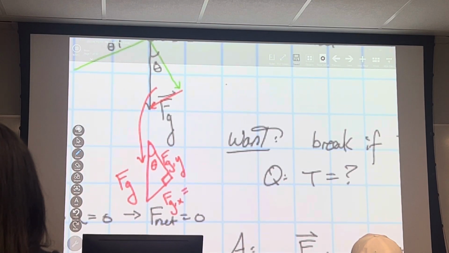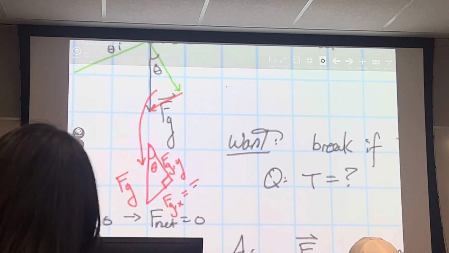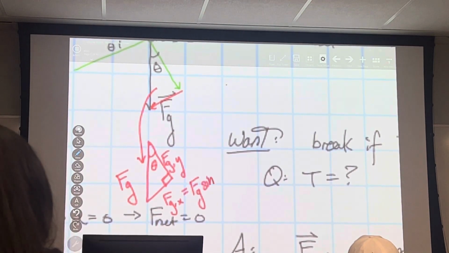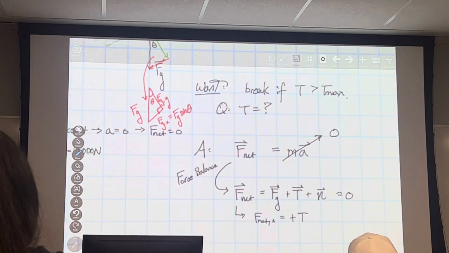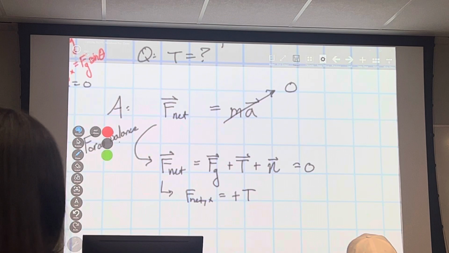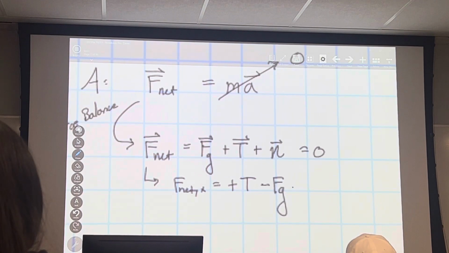Yeah, FG sine theta. This is opposite of our reference angle. So FG sine of theta. So there is a force of gravity term, and it is acting in the negative x direction, so it would be negative FG sine of theta.